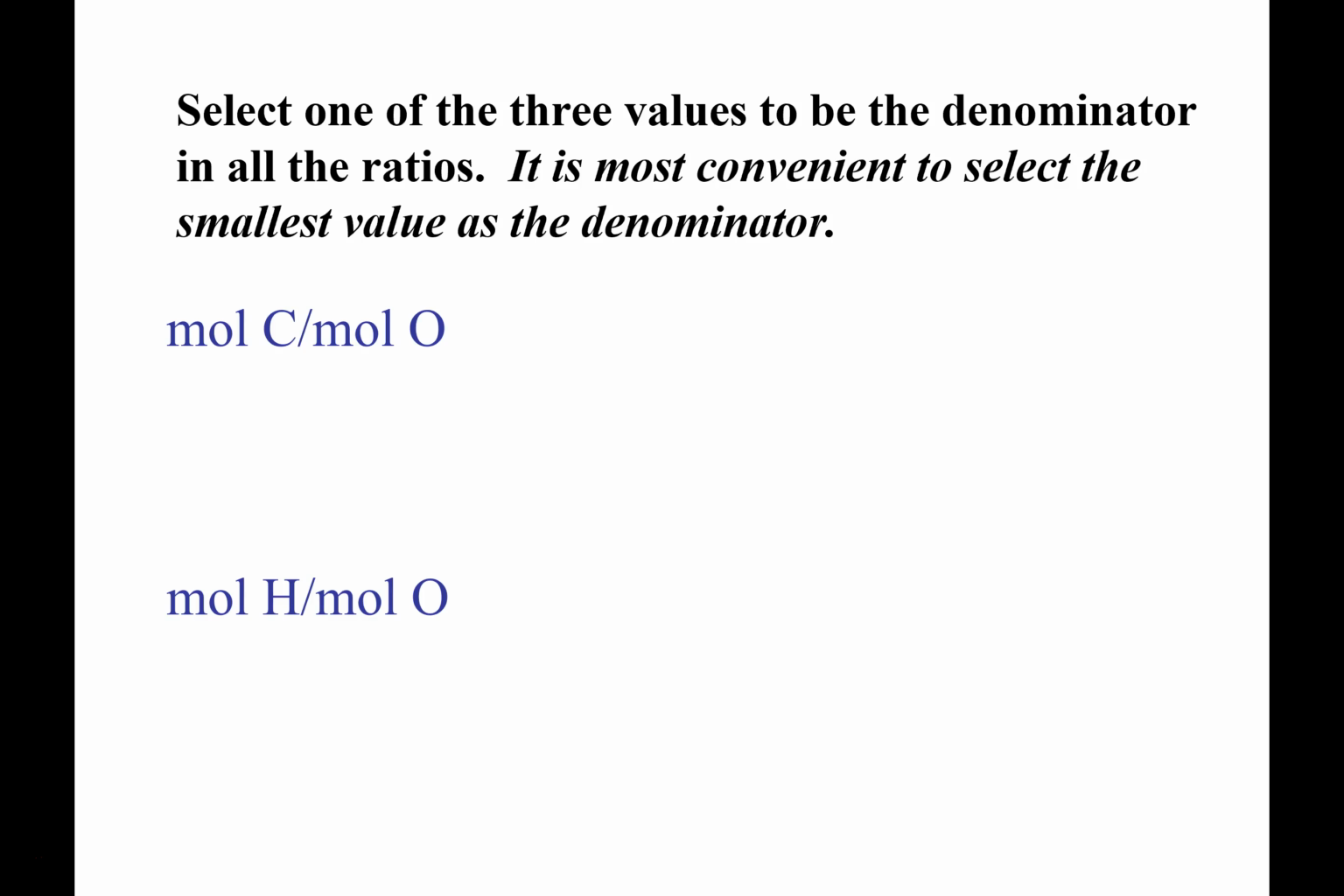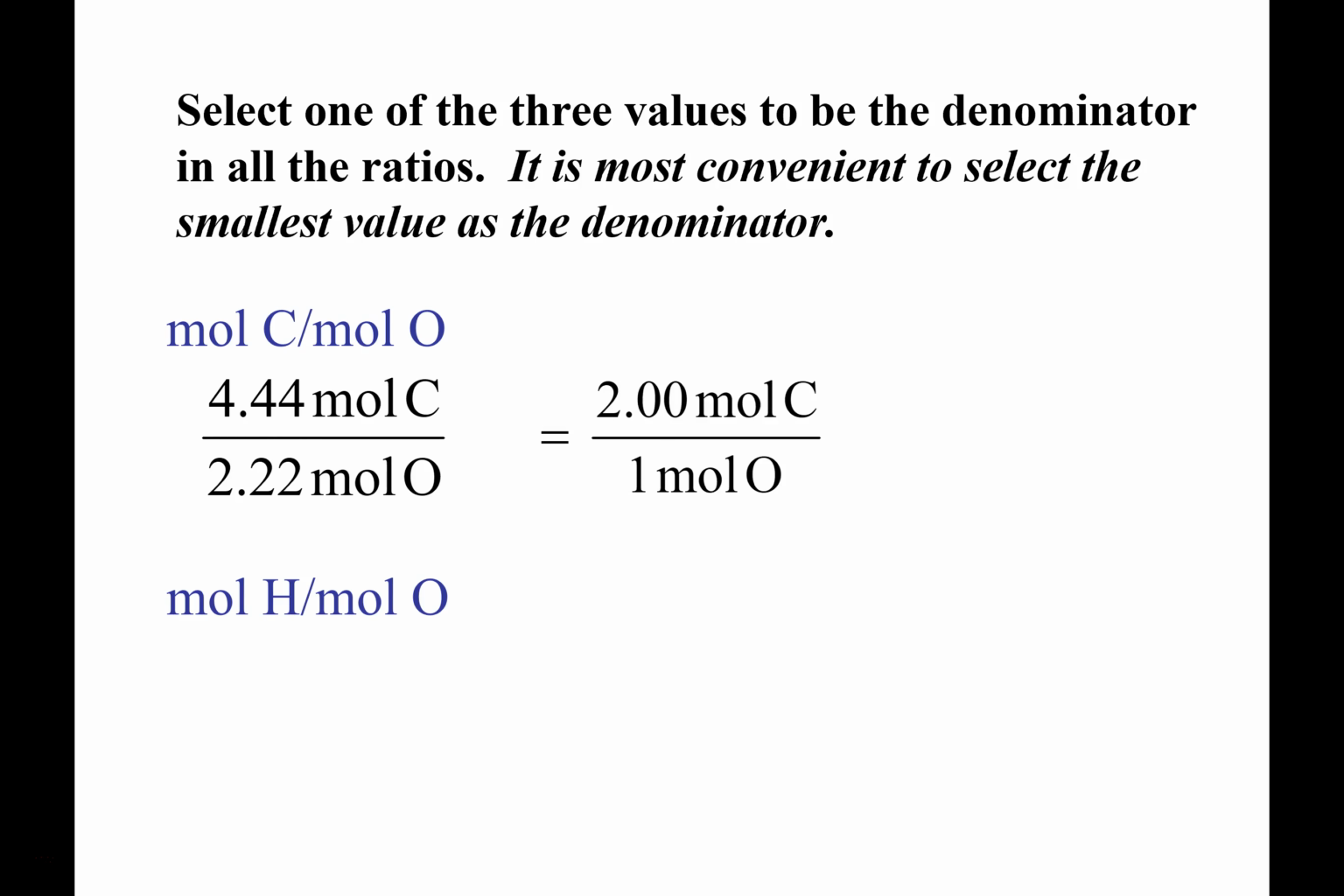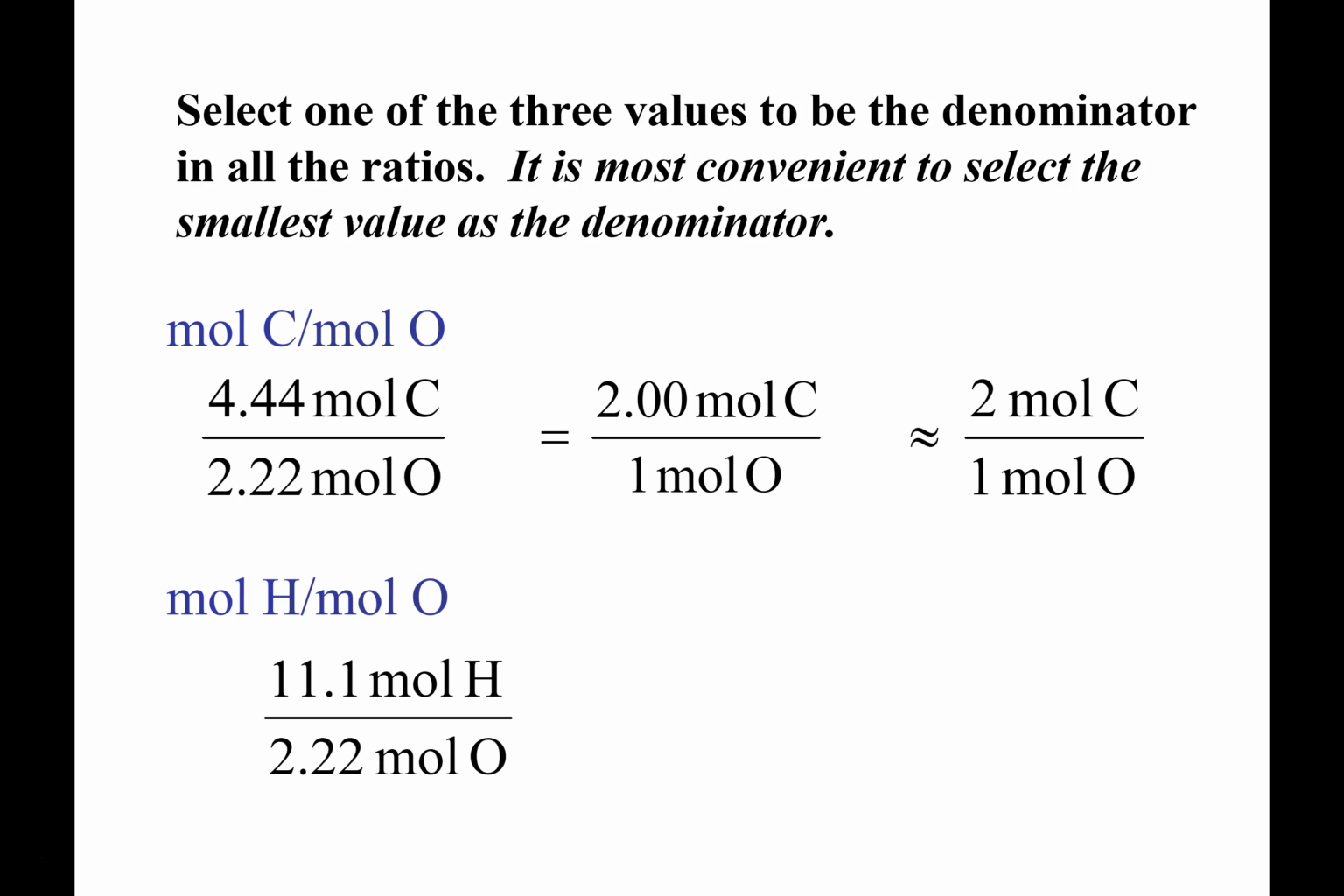So if we pick the smallest amount, which was the oxygen, and then say relative to oxygen, how many carbons, relative to oxygen, how many hydrogens, it looks like this. So we take the 4.44 divided by 2.22, and we get 2. So we got 2 moles of carbon for every 1 mole of oxygen. And that's exactly what I ended up with here. And if we take the 11.1 divided by 2.22, that's where you got 5. So with regard to the oxygen, I now know hydrogen has 5 moles of hydrogen for every 1 mole of oxygen. And this is consistent with this.